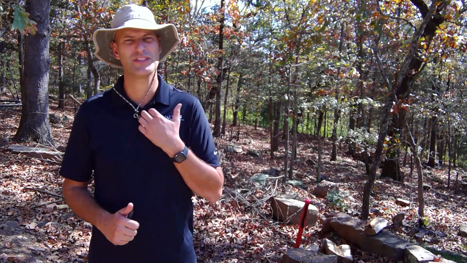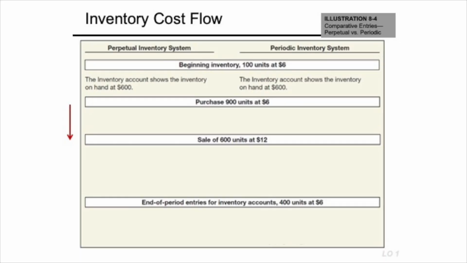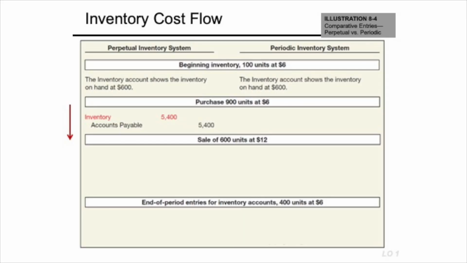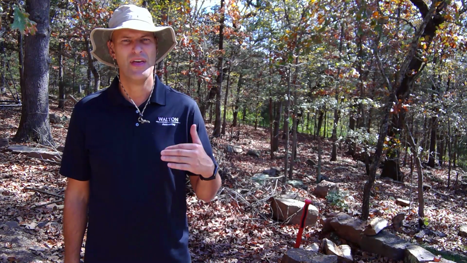So how's that end up working out? Under a perpetual system, we both start the same, periodic and perpetual. We start at the same place. There's $600 of inventory. Now, they purchased 900 units at $6. Under the perpetual system, we are going to debit inventory and credit accounts payable for the cost of that, which is $5,400.